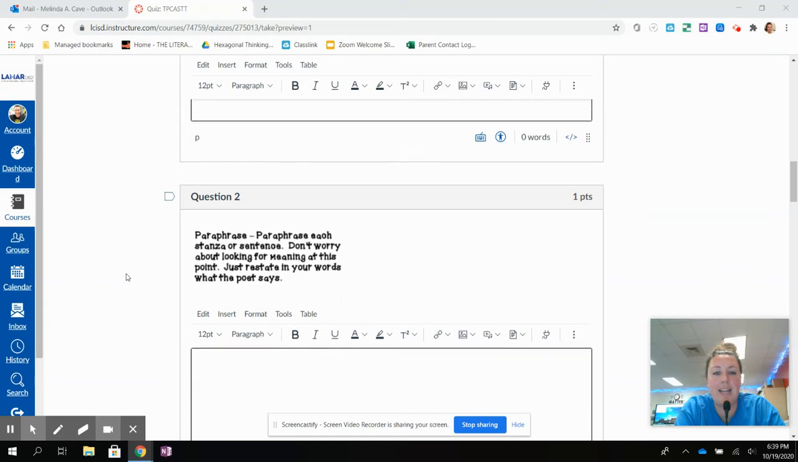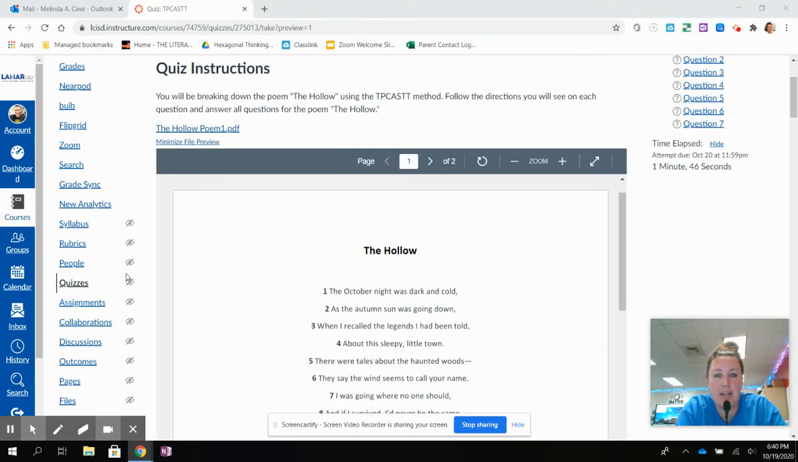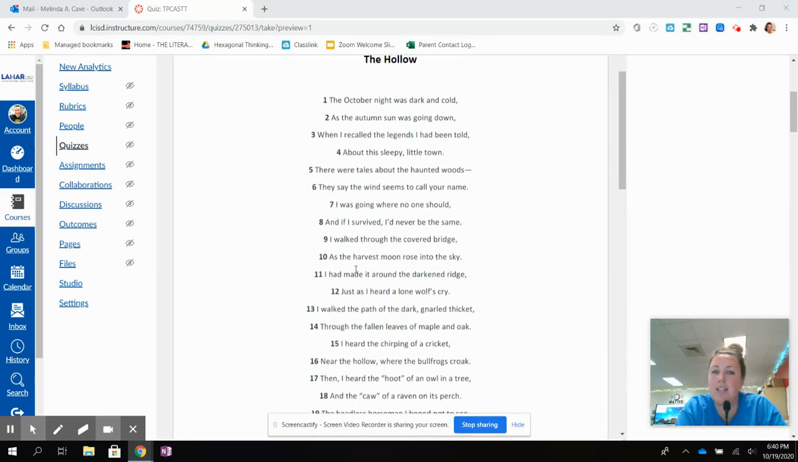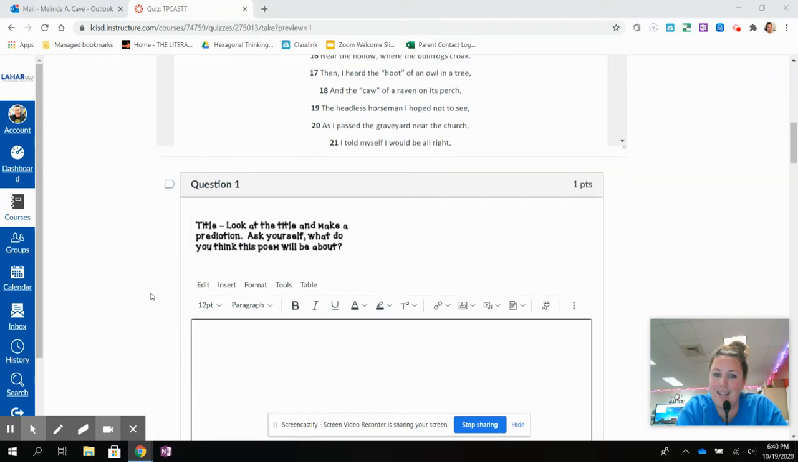Next letter is P, and that stands for paraphrase. So we're going to paraphrase each stanza or sentence, and don't worry about looking for meaning at this point. We're just restating the words and what the poet says. So if we would go back up, especially if it looks like this where it's all chunked together, I usually try to group with what makes sense or maybe every 4 lines or so. So 1, 2, 3, 4. I might do a quick paraphrase of what this is saying right here. So it's really breaking apart the poem into smaller chunks that will hopefully help it make a little more sense.